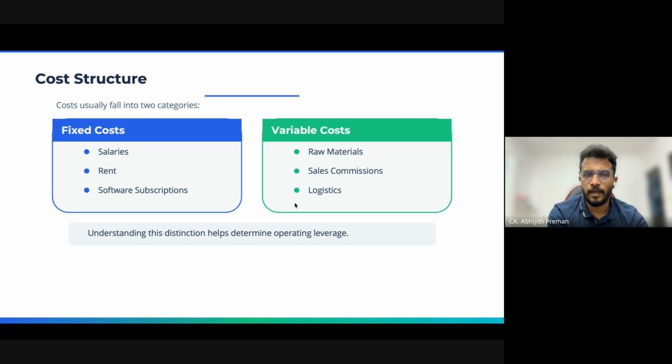Okay. Then logistics. Again, if you're in the business of retail, if you're doing online selling, you have shipping cost. So when the number of units increases, when you're selling more products, that means the shipping cost will also increase. Okay. So this bifurcation you need to have. What is the fixed cost going to be? What is the variable cost going to be?